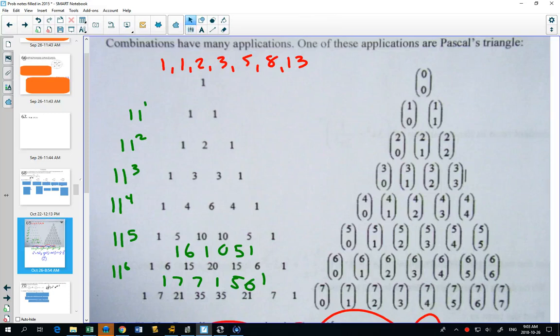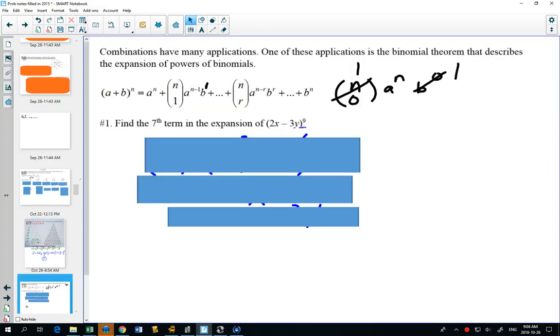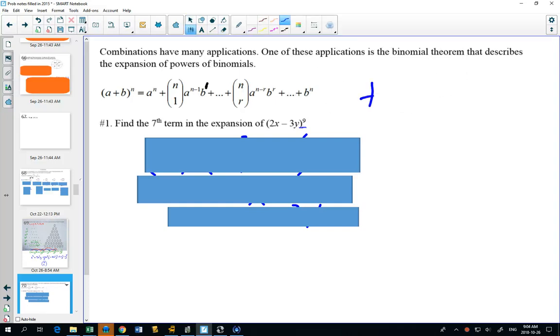So Pascal's triangle has lots of really cool things in it. Those are just a couple. What you have on your IB formula sheet looks like this, and this is in comparison to your grade 12 formula.